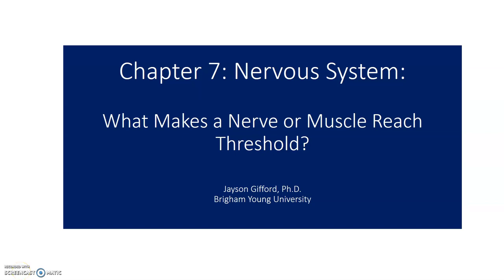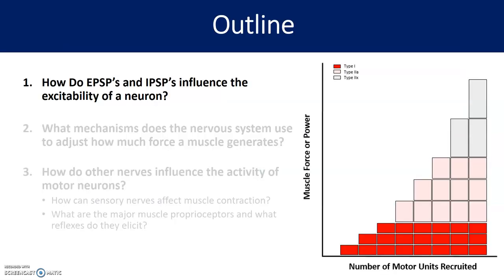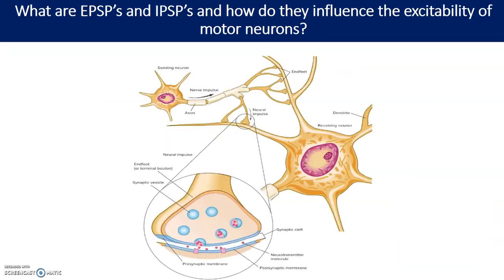Alright, in this video we're going to be talking about how a nerve, or muscle for that matter, gets up to threshold and gets an action potential and actually sends that action potential down and causes contraction. We're first going to talk about something called EPSPs and IPSPs. EPSP stands for excitatory postsynaptic potential, and IPSP is inhibitory postsynaptic potential.